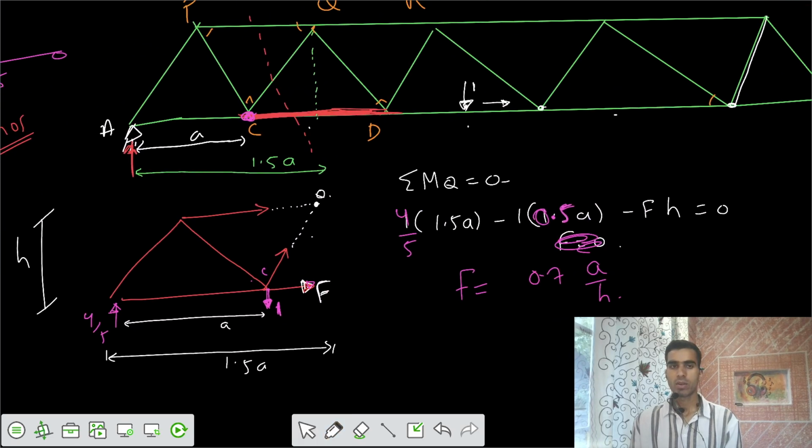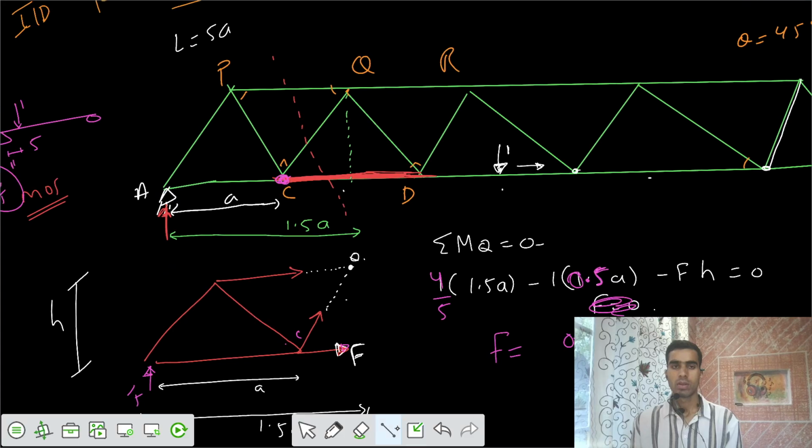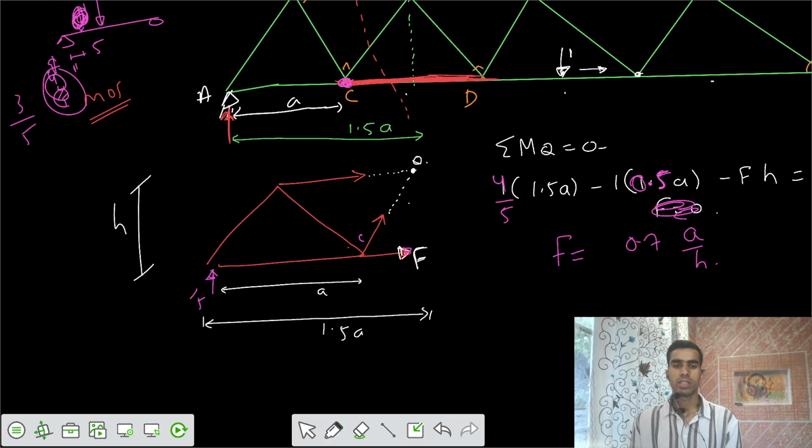Now the third case is that the load is placed at D. If the load is placed at D, what reaction can we have? The load is placed here at 2a and 3a. So the reaction would be 3 times 3a by 5a of that. So the reaction is 3 by 5.